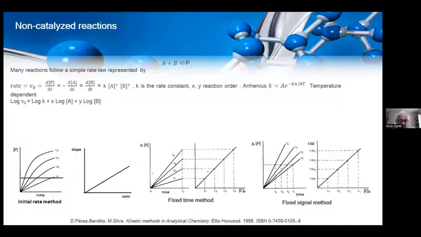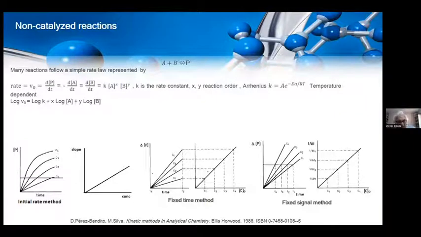For non-catalyzed reactions, the rate of the reaction could be given by this very well-known equation, where k is the rate constant, which may be calculated from the Arrhenius equation. In this equation, we see that the constant depends on the temperature and the activation energy. We take the logarithm of this first equation, which can be applied to determine different kinds of products.